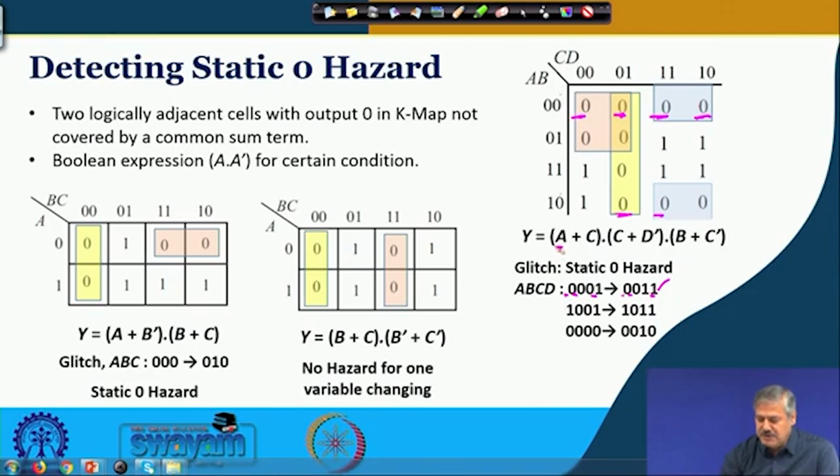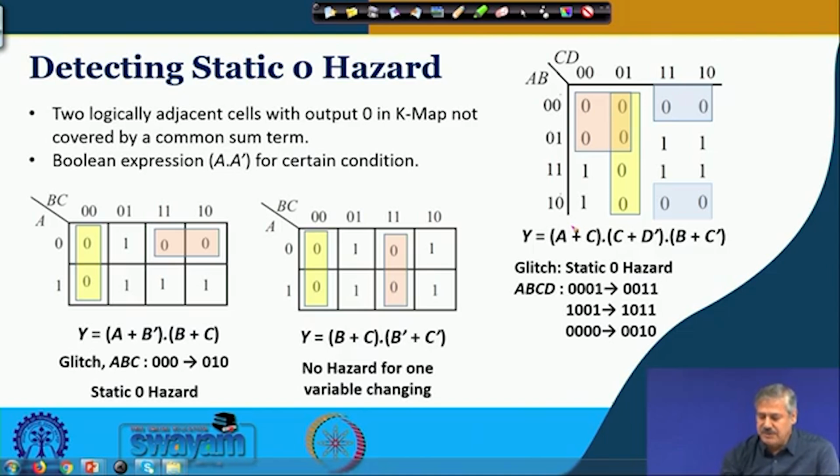So, A is equal to 0, so this is 0. Then B is equal to 0, this is 0, and D is equal to 1, which means D prime is 0. So, what we will get is C and C prime. So, C prime is occurring, a variable and its complement. So, this is a case where there is a possible glitch. A glitch will occur if the input C makes a transition from 0 to 1. Similarly, you can check for the other cases also.